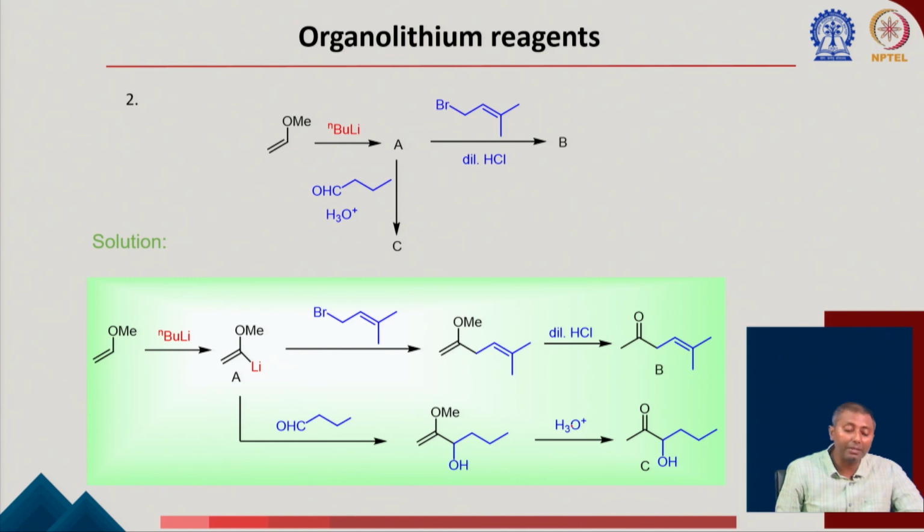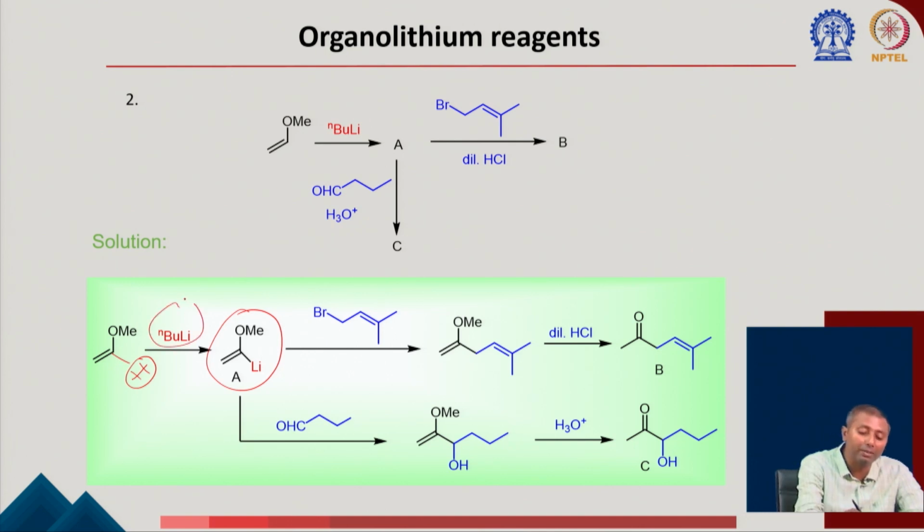Again here, what is happening, you can see first thing is, as I said, you have this OMe group, and this is a vinyl proton here. So that is going to generate this more stable lithium. As I said, the driving force is the generation of a more stable lithium. So you start with n-butyl lithium, you are generating a vinyl lithium here. And now, as I said, it's a vinyl lithium, that means it's a more stable lithium.